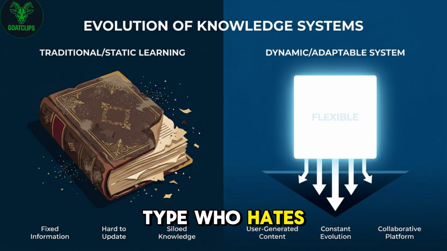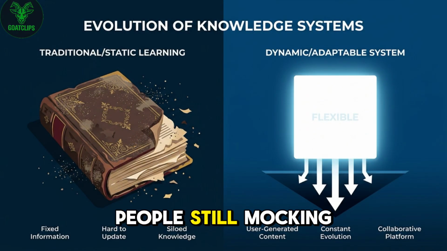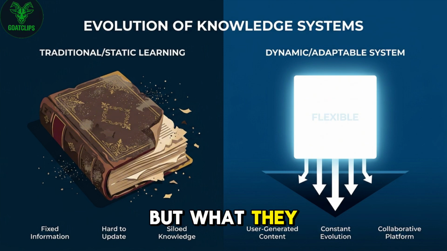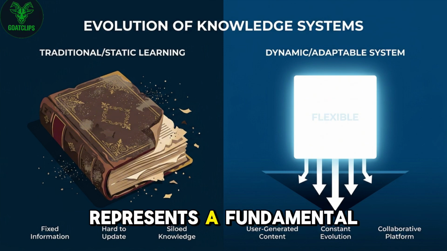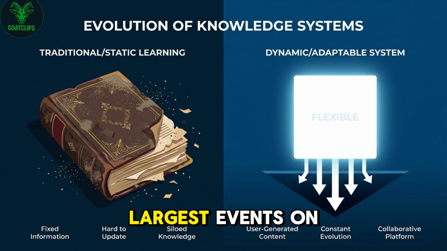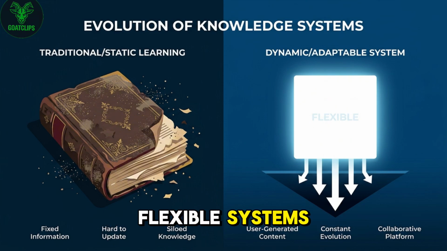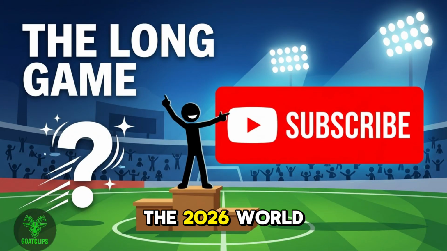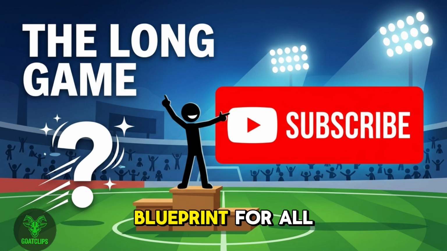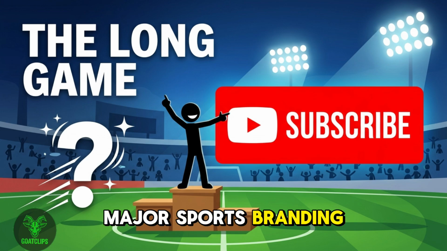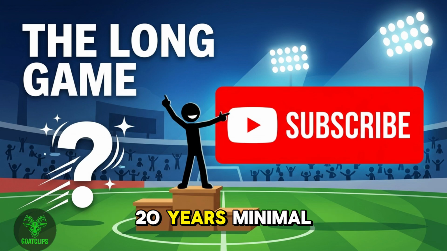You know the type who hates change? Those are the people still mocking the logo. But what they missed is that this represents a fundamental shift in how the largest events on Earth are branded. We are moving away from fixed, rigid symbols towards dynamic, flexible systems. This isn't just a 2026 World Cup secret, it is the blueprint for all major sports branding for the next 20 years. Minimal shapes are necessary because they act as perfect data containers.